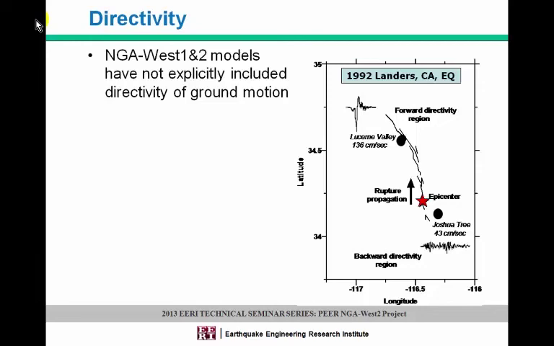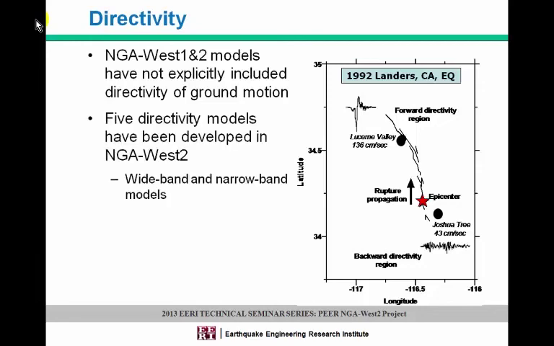The effect of directivity, we know, is important. We assembled a working group of 5 directivity modelers. These are really the best brains in the world, who have been working on this for decades. They worked very hard. They developed 5 directivity models. The report is out, and if you would like to use it, you're welcome to use it. The report is out. The paper is out.